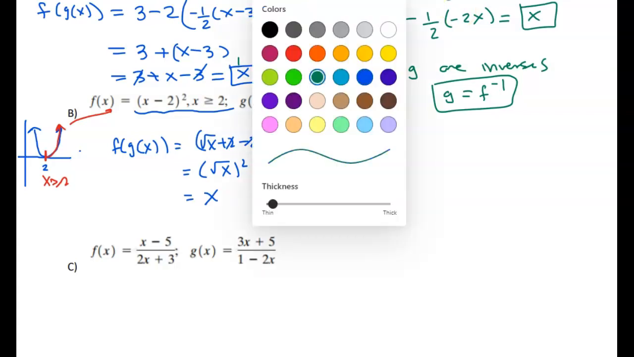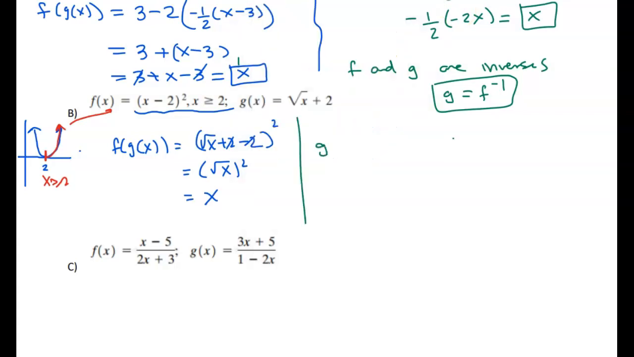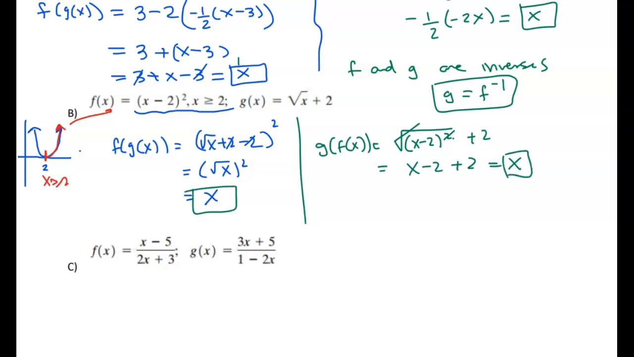Now let's go the other way. g of f of x. We have the square root of (x minus 2) squared, plus 2. The square root cancels the square. x minus 2 plus 2 gives me x. So it works both ways. So I can say that g is the inverse of f.